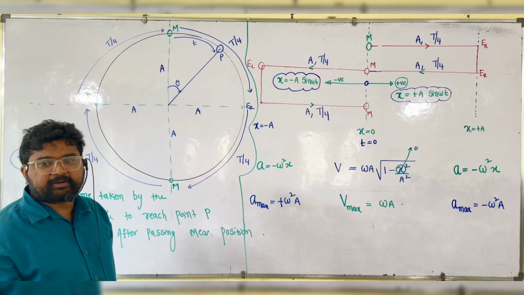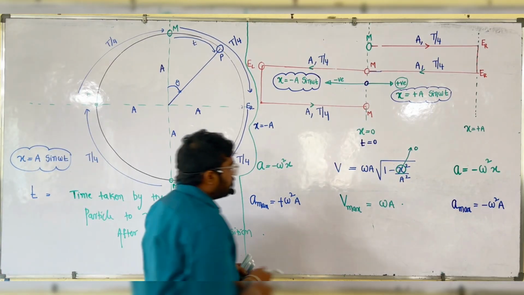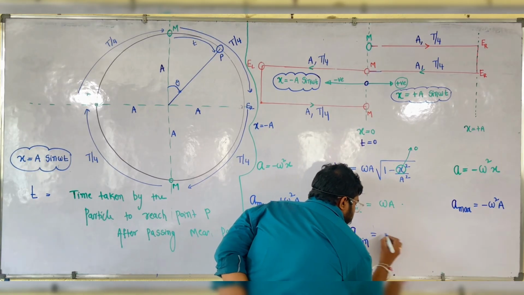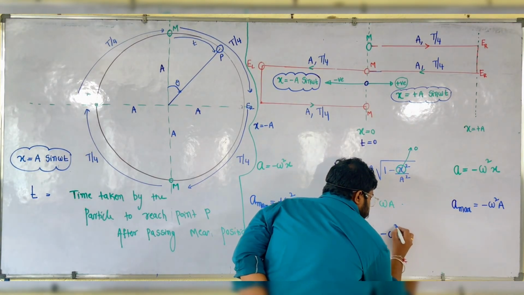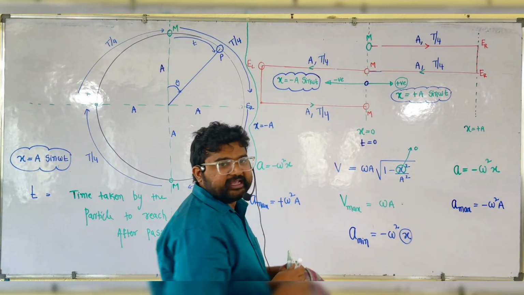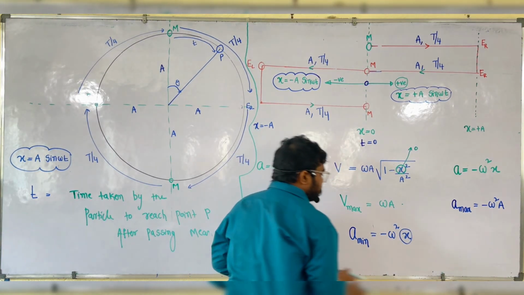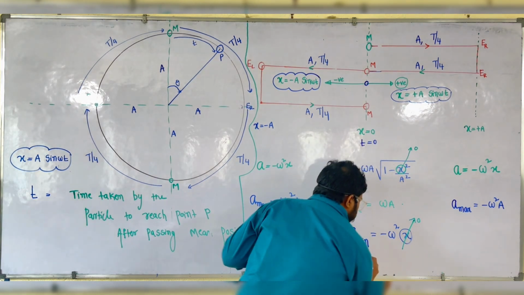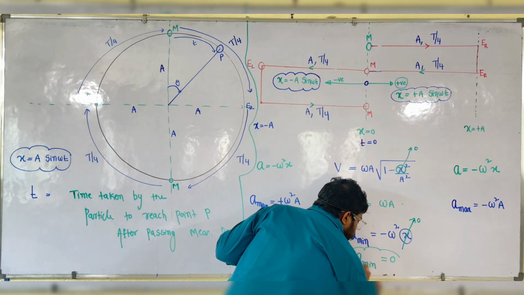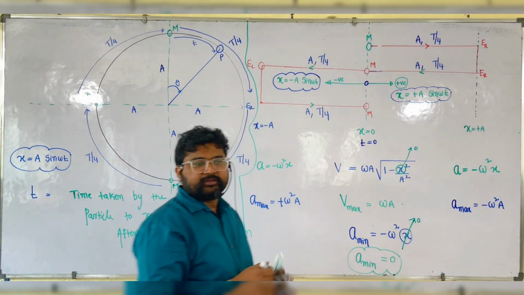Velocity will be maximum at mean position. What about acceleration? Acceleration is minimum. That is minus omega square into x. x should be 0 at mean position. Acceleration is minimum, that is 0 at mean position.